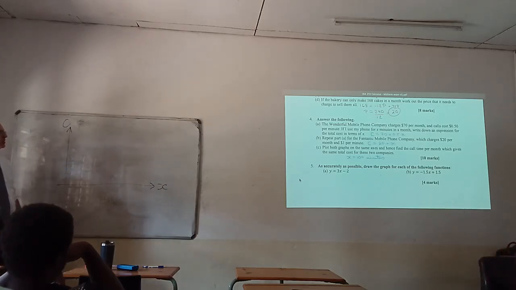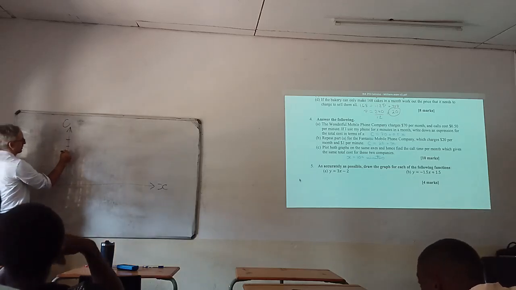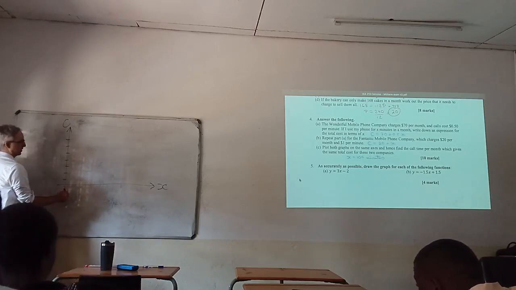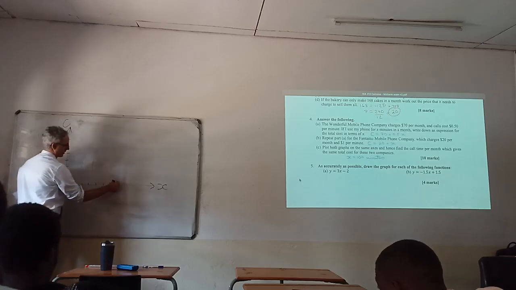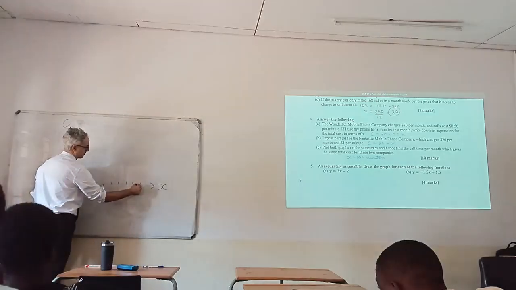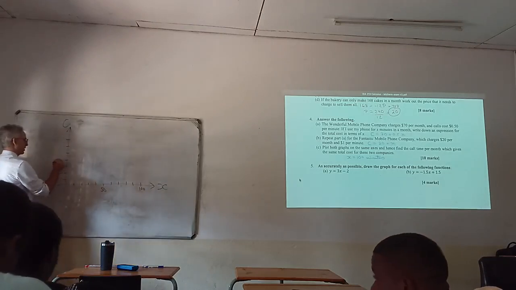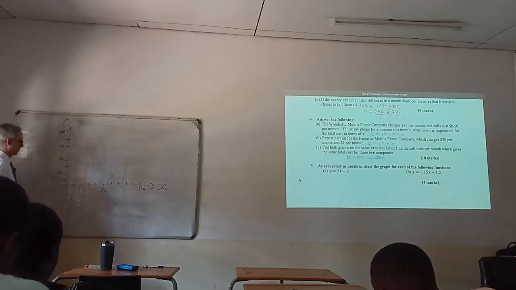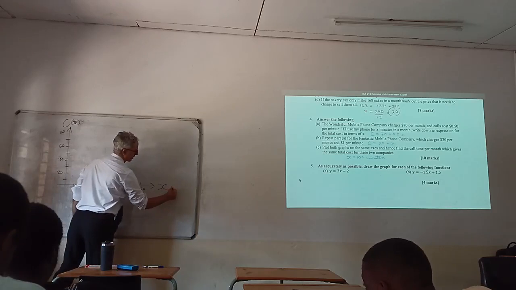So one of them is 70 plus 0.5x. So we need some 7, 6, 5, 4, 3, 2, 1. And then minutes, I don't know, 10, 20, 30, 40, 50, 60, 70, 80, 90, 100. So this is in dollars, and this is in minutes.